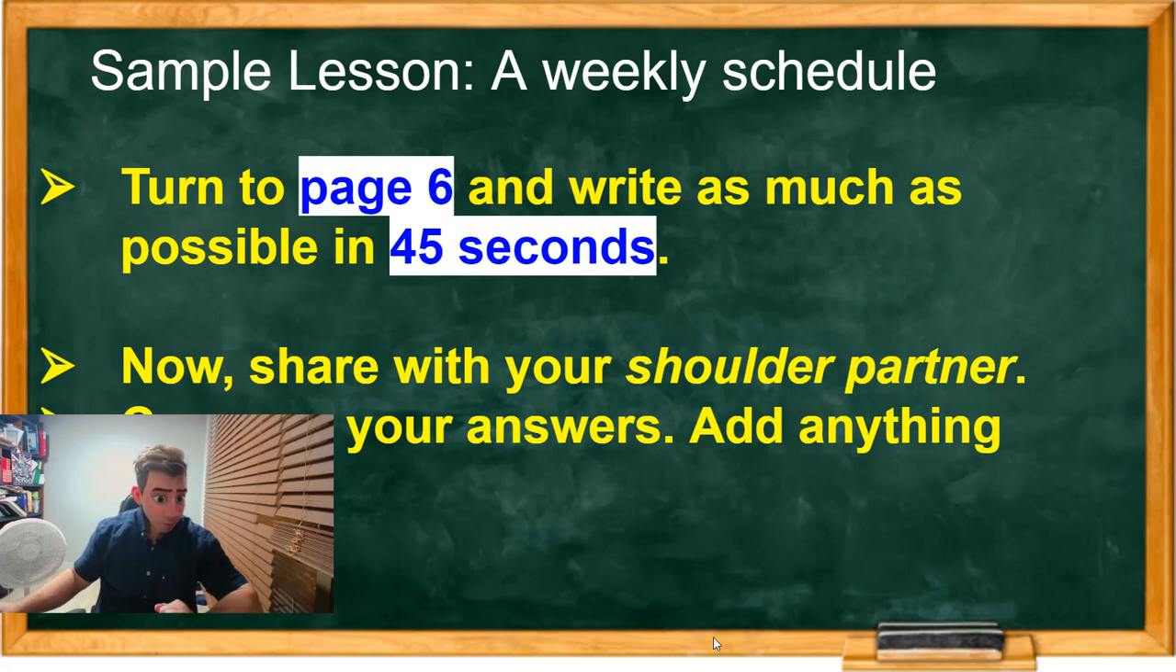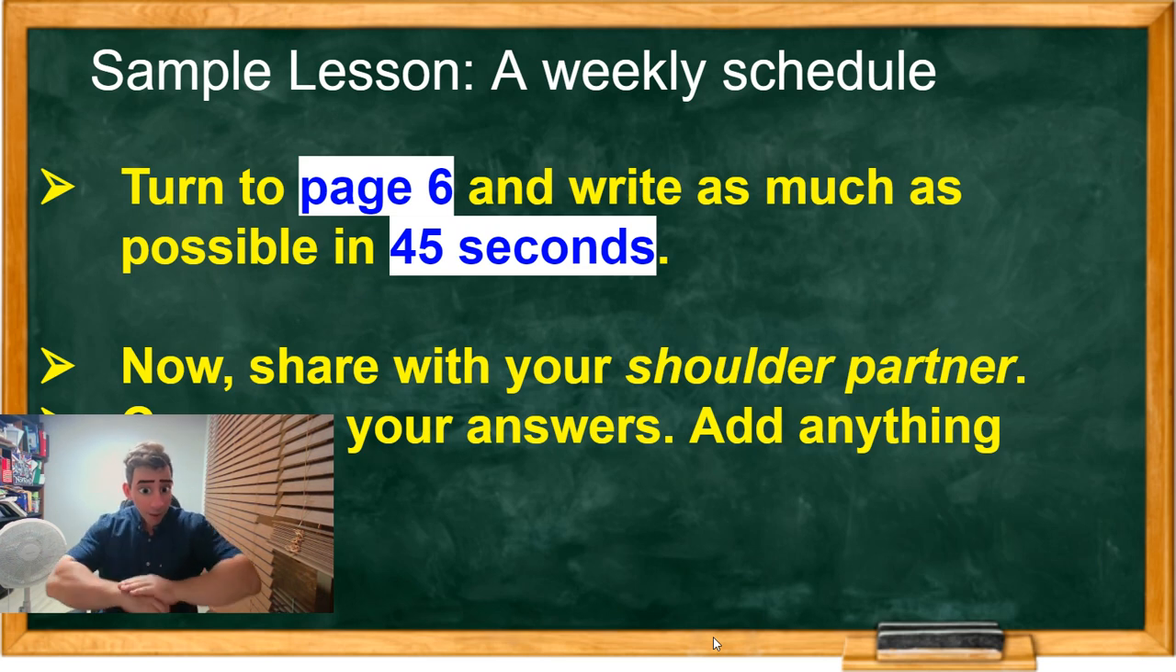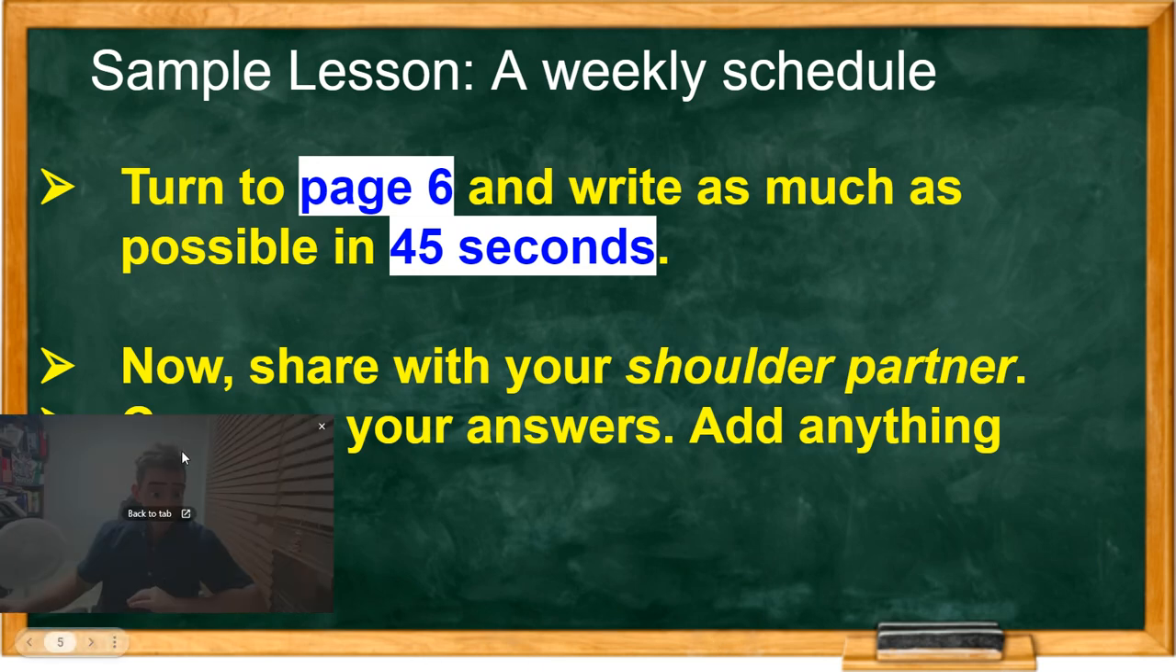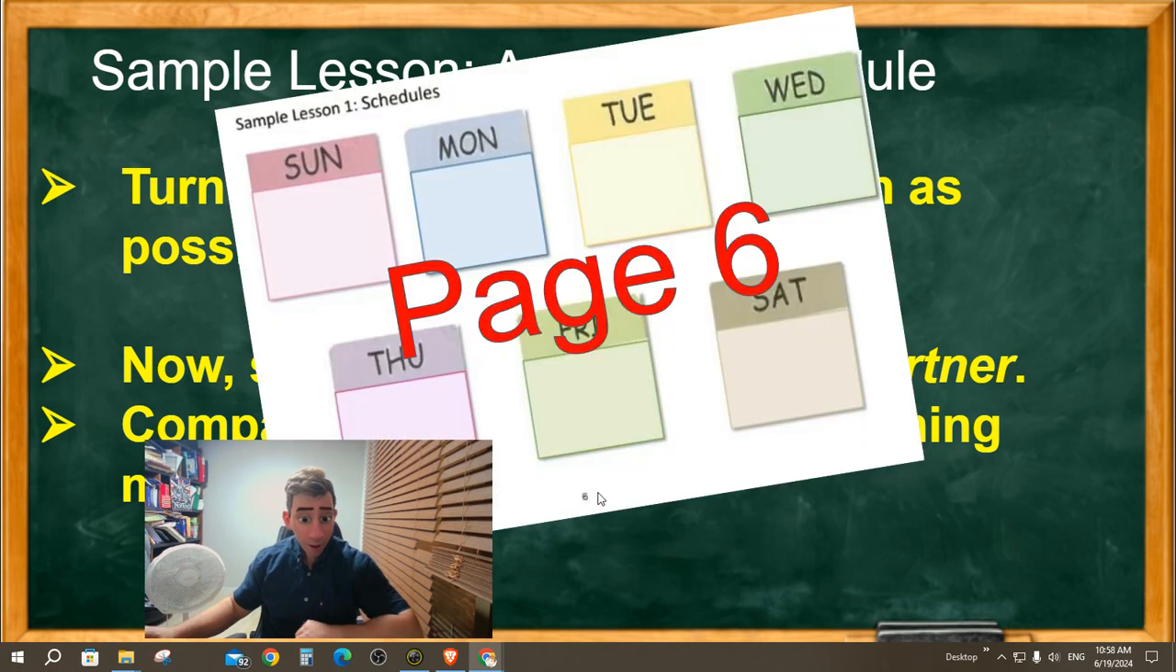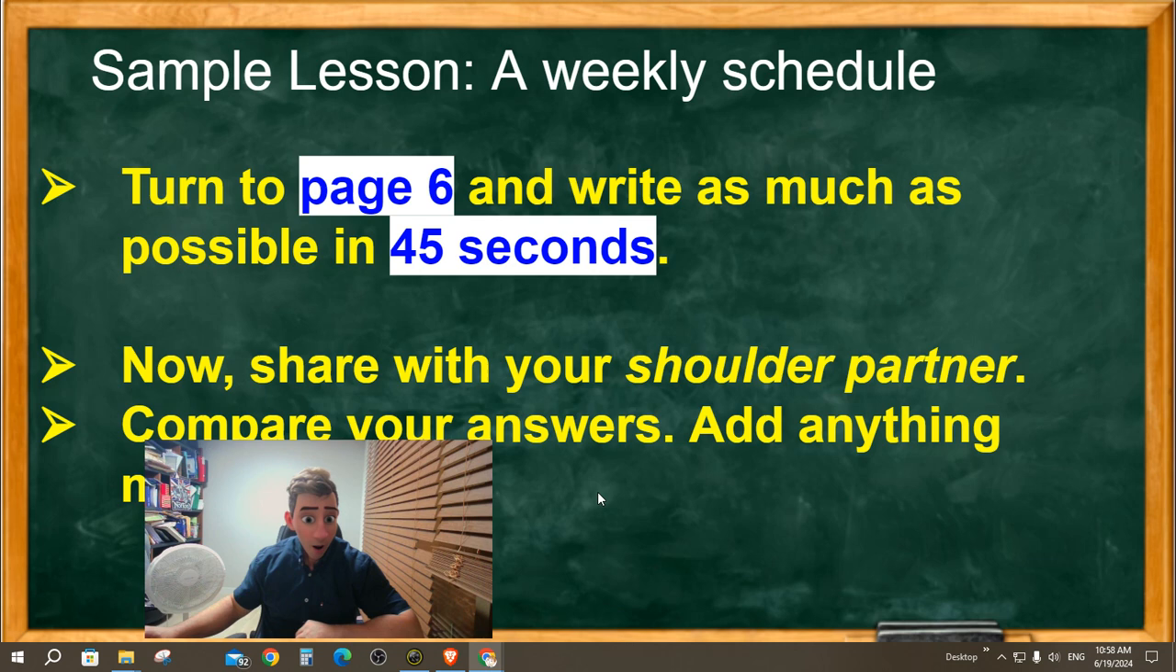Okay. Time's up. Now you're going to turn to page 6 and you're going to write as much as possible in 45 seconds. As much as possible. What page are we turning to? That's right, page 6. Are you going to write everything? No, just what you remember. Good.